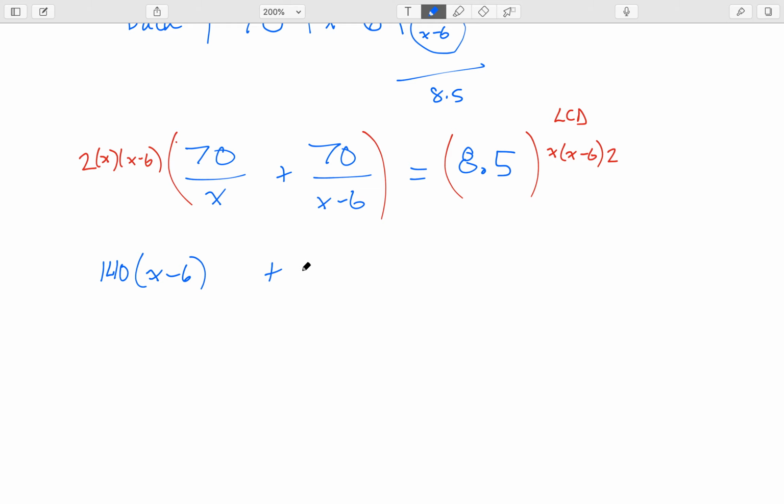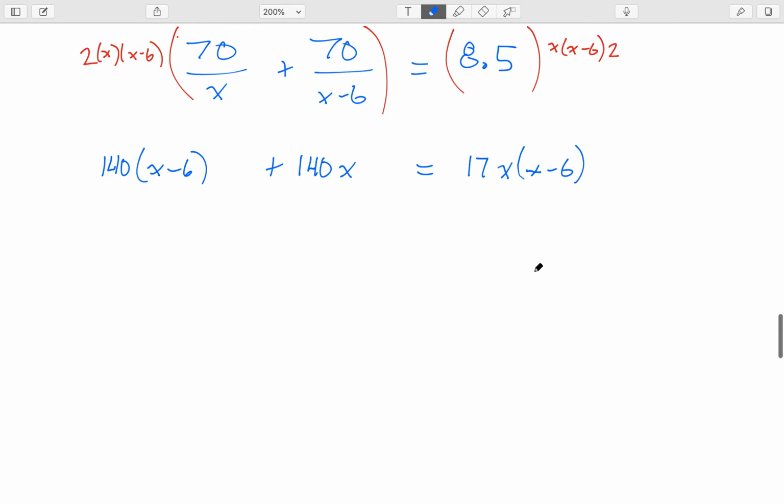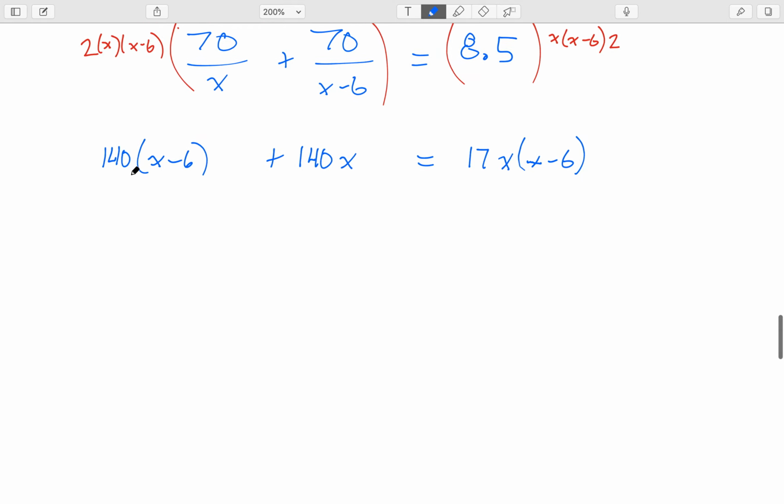So I'm left with 2 times x times 70. I'm left with 2 times 70x. That's not bad. When I multiply here, there is no fraction. So it's really going to be 2 times 8.5, which is 17, times x minus 6. Oh, man, this is going to be ugly. No, it's not. There's no more fractions. The fractions all disappeared. So now let's just multiply this stuff out.